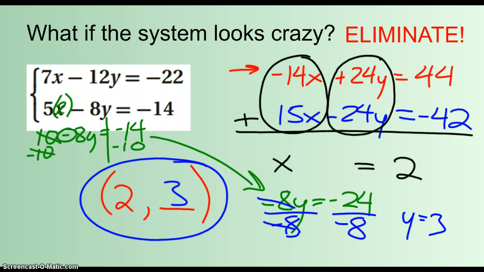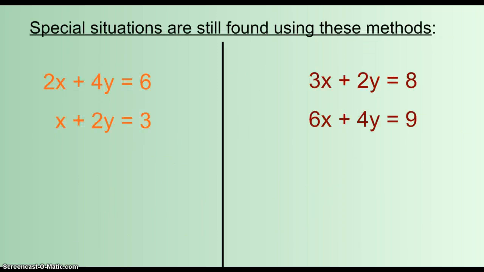So basically, if you have a crazy system, you want to do a little bit of changing so that you have some opposites to work with. That's what I did here. We could have tried to get rid of the x's first if we wanted to, but I got rid of the y's. And like I said, there are multiple ways that you can do that, and I'll talk with you about that tomorrow. Lastly, real quick, there are some special situations that can happen.